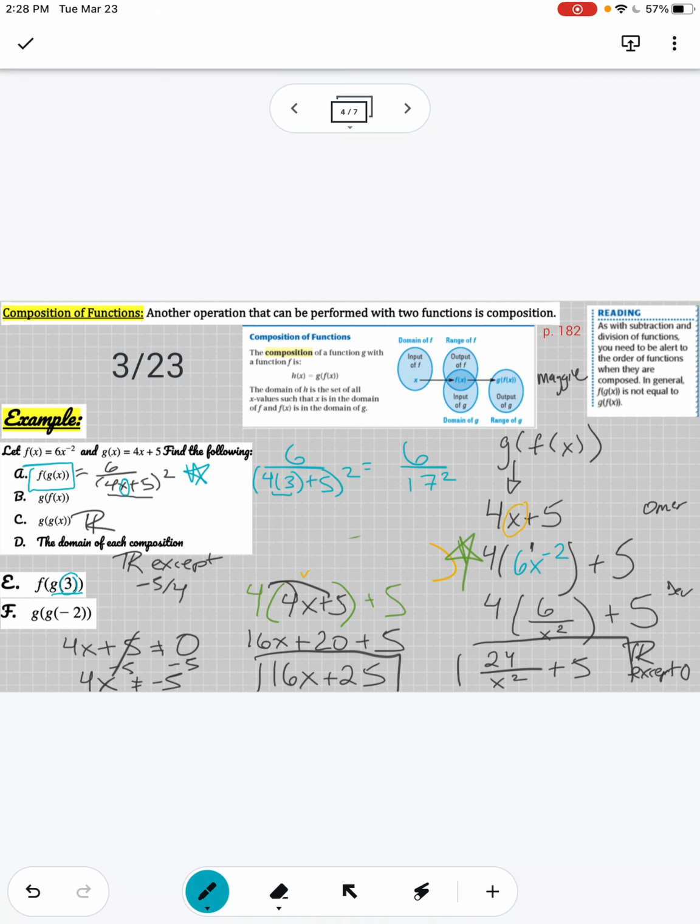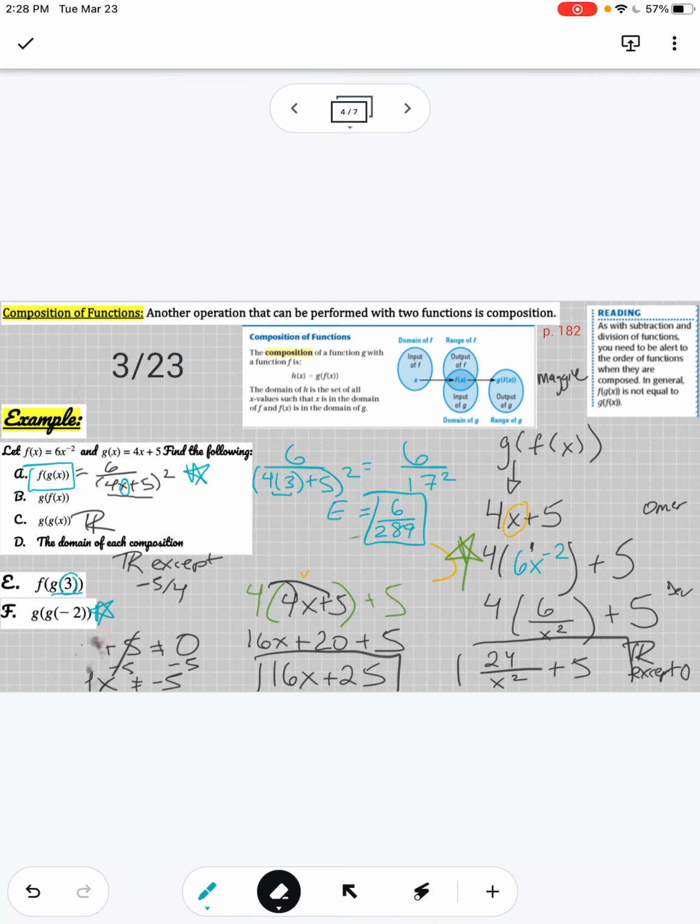I do have my calculator handy right here. So we have 17 squared, and 17 squared is 289. So your final answer is 6 over 289. You want to make sure that that fraction is in lowest terms, which it is. I can't further reduce that. So the answer for E is right there. Okay? Now, if you want, pause the video, see if you would be able to do F on your own.